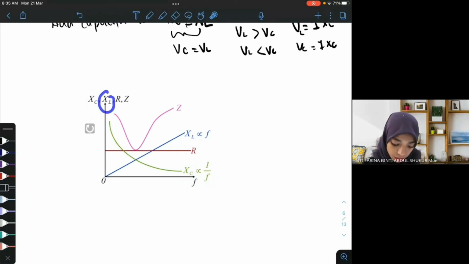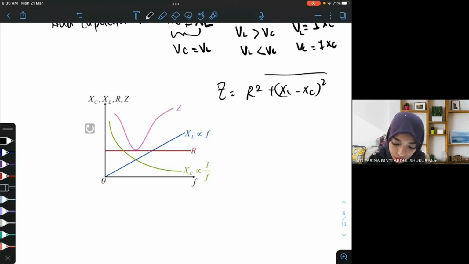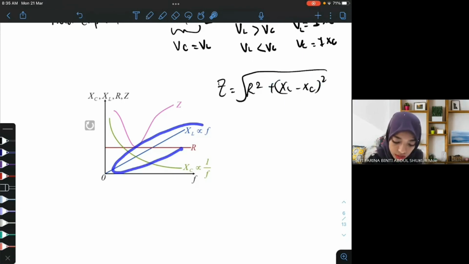Okay, and then XL pula directly proportional. So begini. And then R dulu. R independent of the frequency. So lurus saja. It doesn't matter your frequency changes by increasing ataupun decreasing sekalipun, nilai resistance kamu tetap sama, tidak berubah. Your Z akan varies lah sebab Z kita mempunyai equation R square plus XL minus XC square. So as the value of XL dan XC is constantly changing, kita punya Z pun akan constantly change. Alright, itu sahaja untuk tutorial chapter 6.